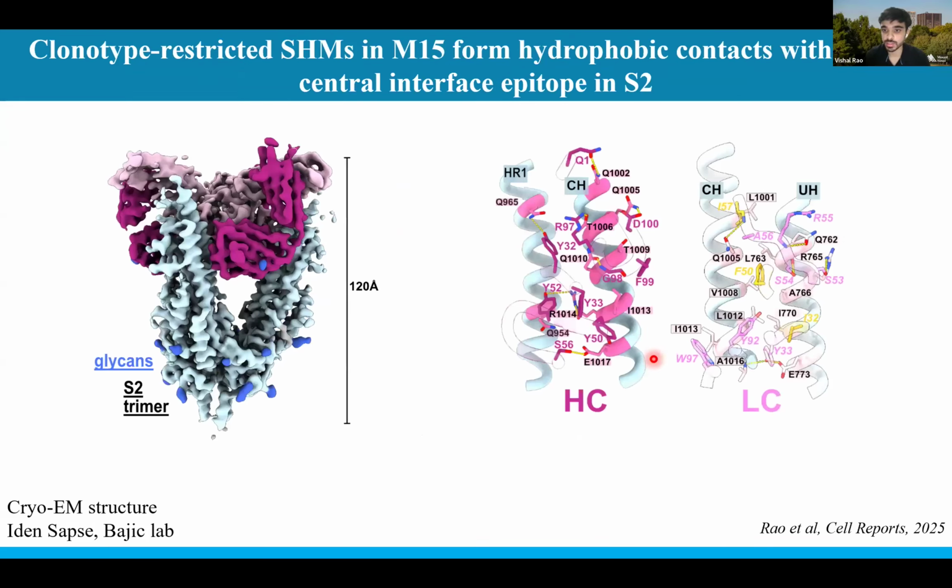So to further validate this, we obtained a structure of M15 in complex with S2. And here as well, you clearly see that these residues in yellow, which represent these clonotype-restricted mutations, indeed form contacts with S2. What was also interesting was this revealed that M15 binds a cryptic epitope in S2 that hadn't been identified before. Basically, M15 is able to open up the S2 trimer and access an internal epitope, which has a hydrophobic cleft. And now these three mutations, interestingly, were all polar to hydrophobic mutations that helped M15 access this highly hydrophobic cleft within S2.